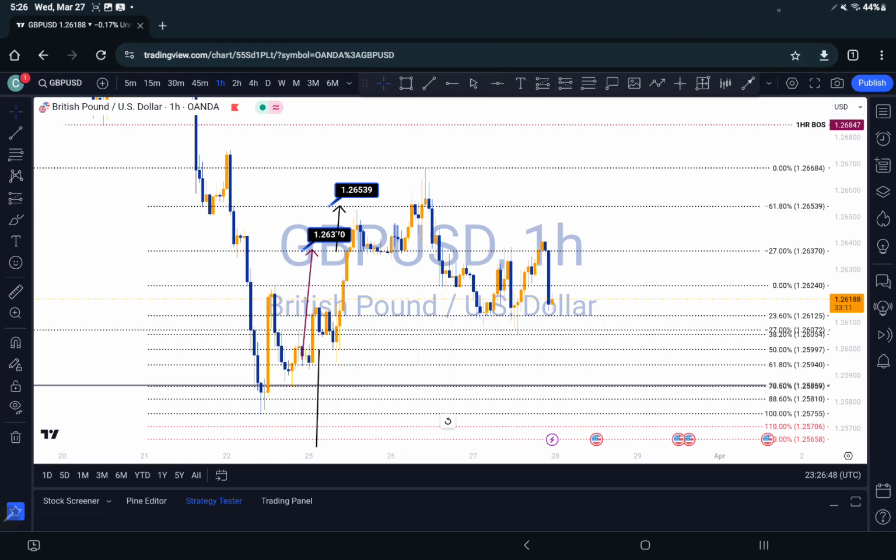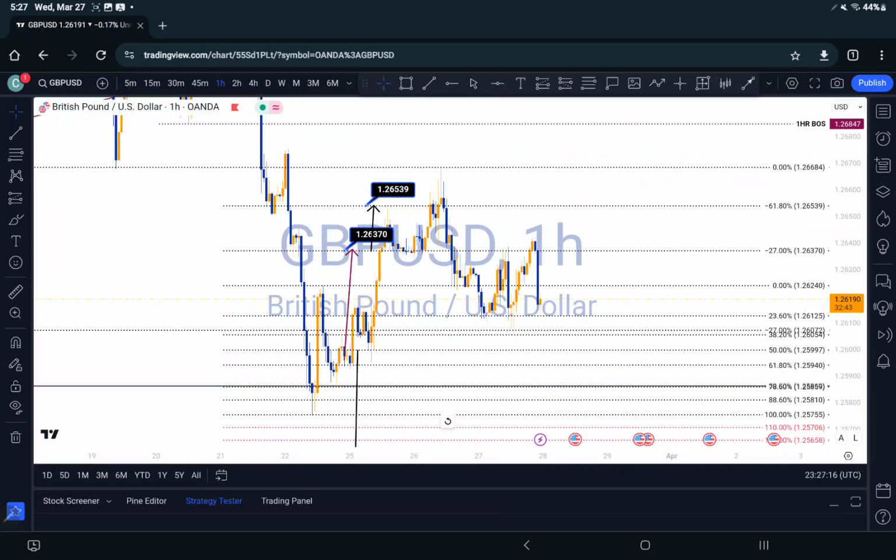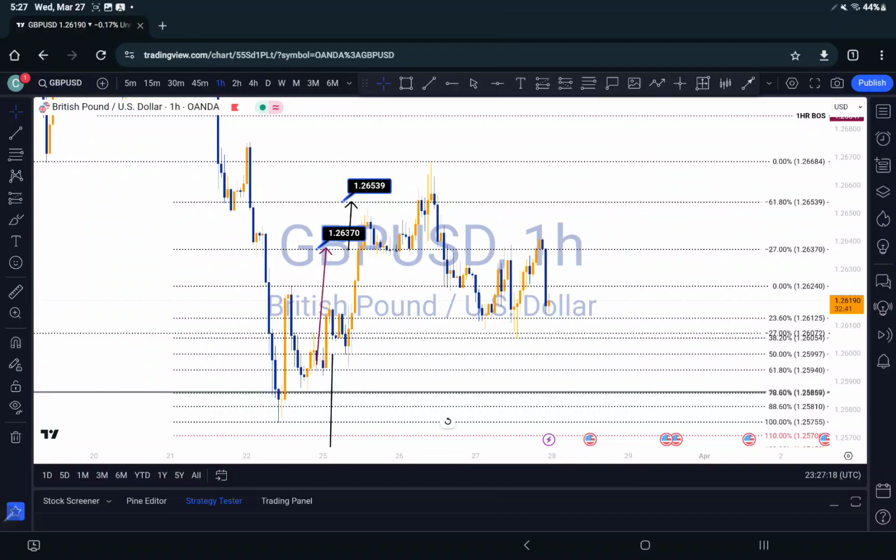And as we can see, the market hit my first TP, which was 1.26370, and hit my second TP as well, which is 1.26539. And just like I mentioned, most of the time around these zones, 61.27 and the 61.8% fib level are reversal zones. So there is a possibility that when we get to that area, we might see some sort of rejection, and we can see that we started rejecting around that area.